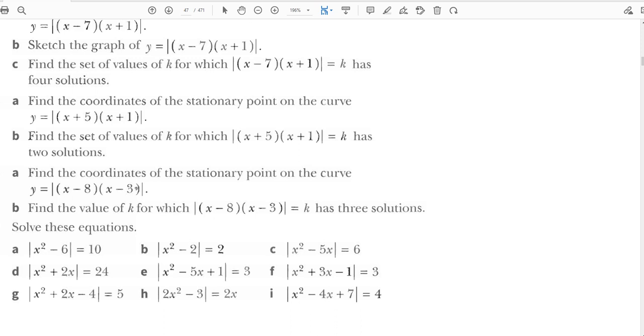there are three questions left, 5, 6, 7, which we'll do in the next lecture.